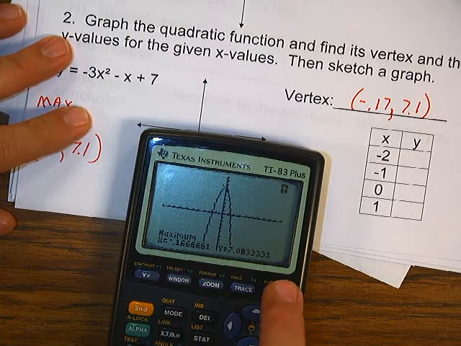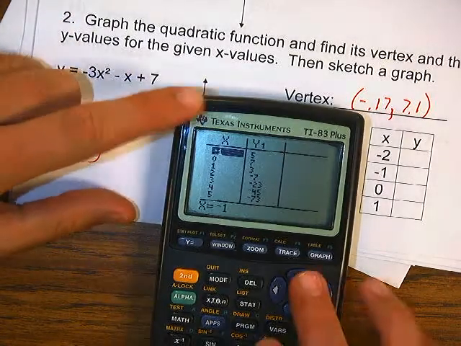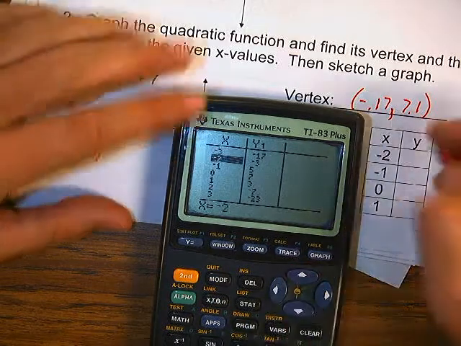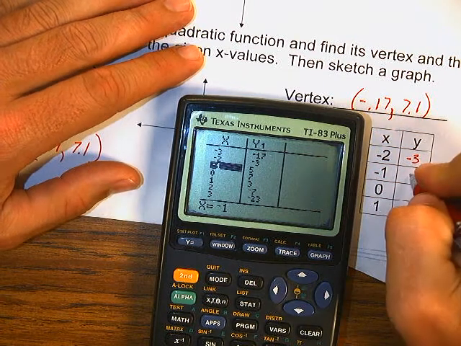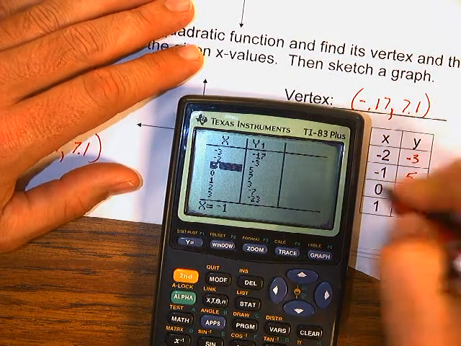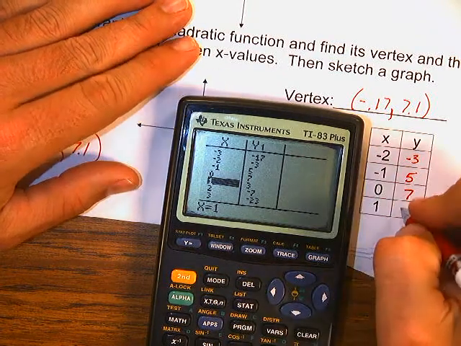Go to second graph or second table. Okay, when x is -2, y is -3. When x is -1, y is 5. When x is 0, y is 7. And when x is 1, y is 3.